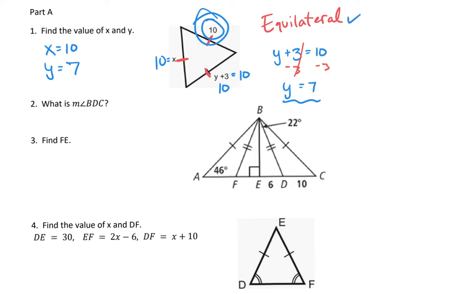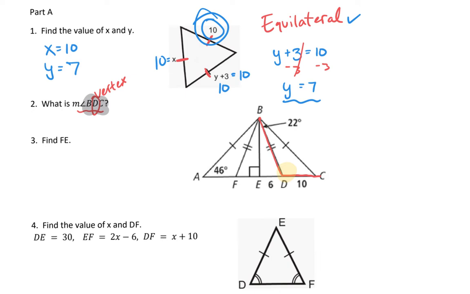Up next, what is the measure of angle BDC? So to find the measure of that angle, we need to first find angle BDC. Angle BDC starts at point B, has a vertex at D, and then goes to C. So D is the vertex. So angle BDC is right here. That's the angle we're talking about. So we want to find the measure of angle BDC.